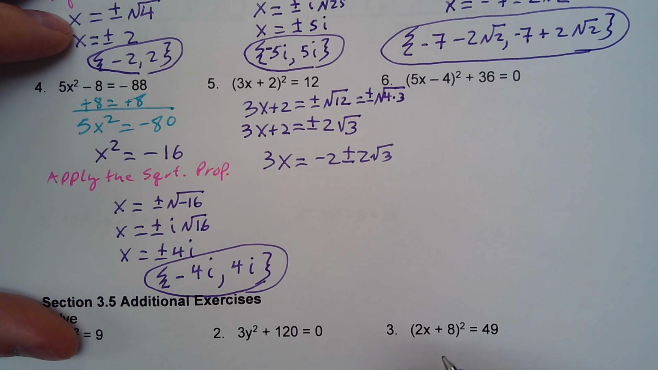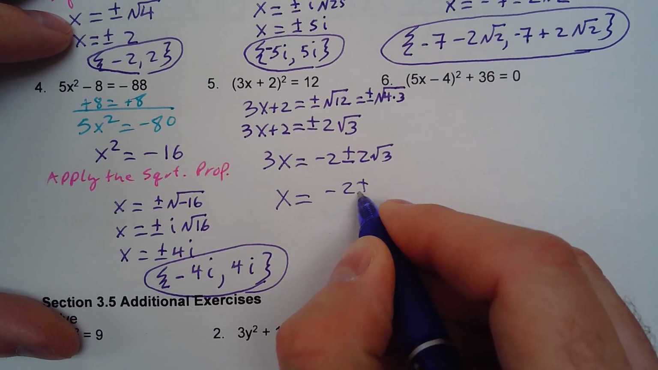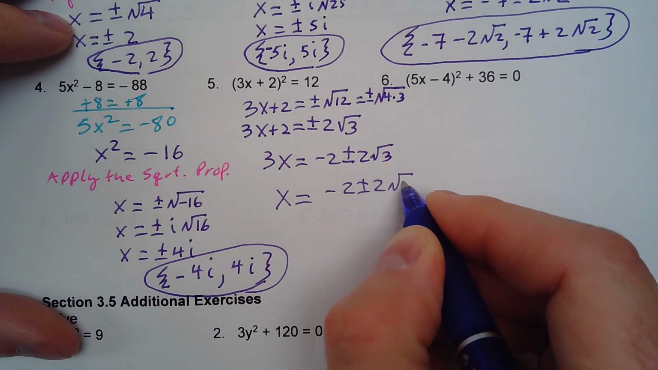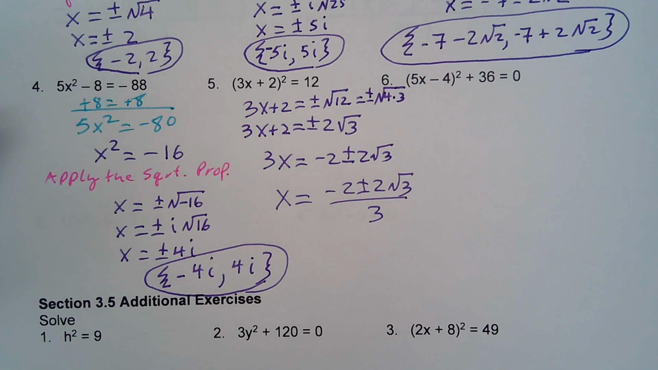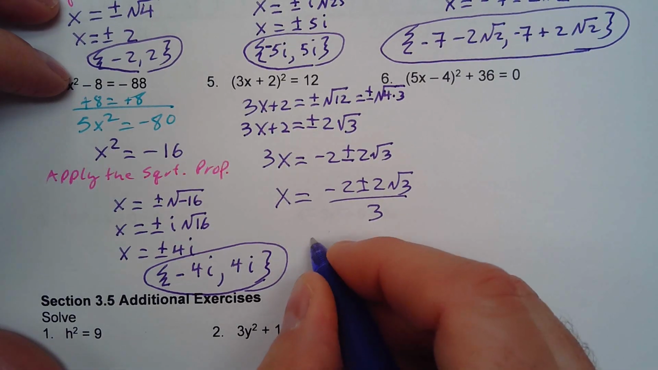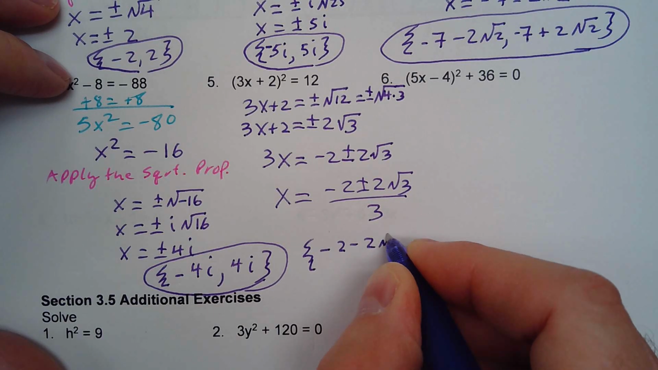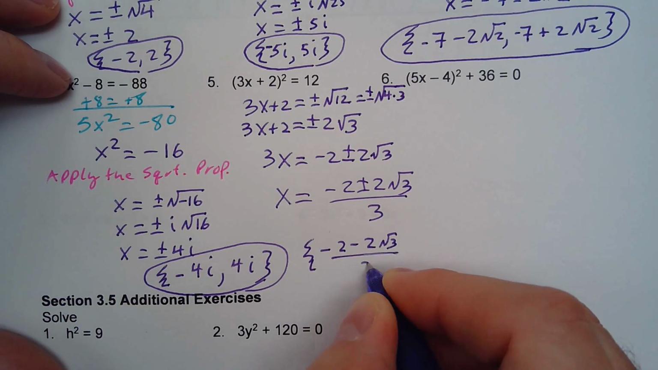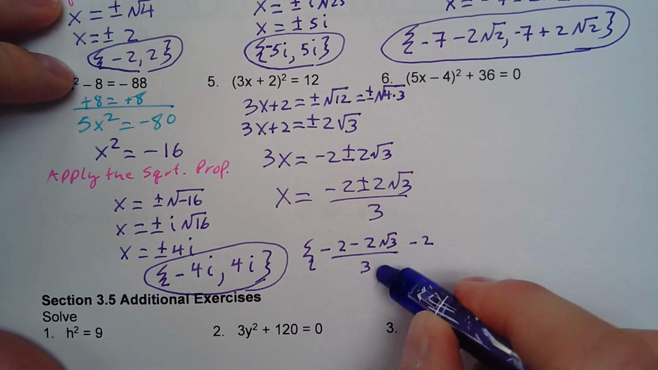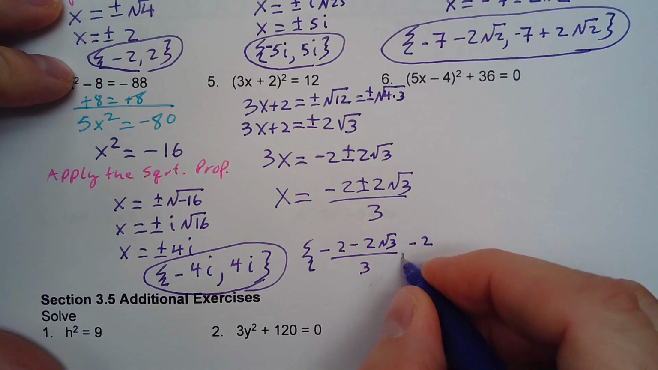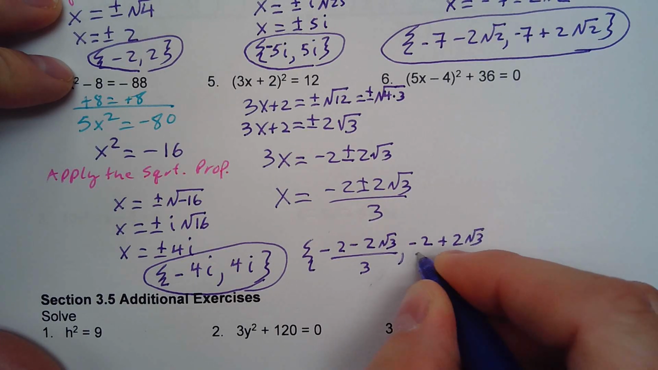And then I need to divide by 3. Now keep in mind what this represents. This represents two solutions: negative 2 minus 2 square root of 3 over 3, and negative 2, let's put the comma up here, plus 2 square root of 3 over 3.